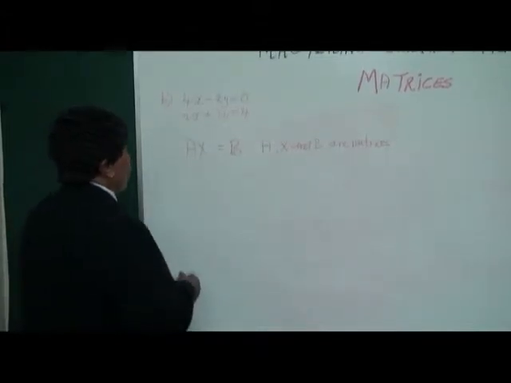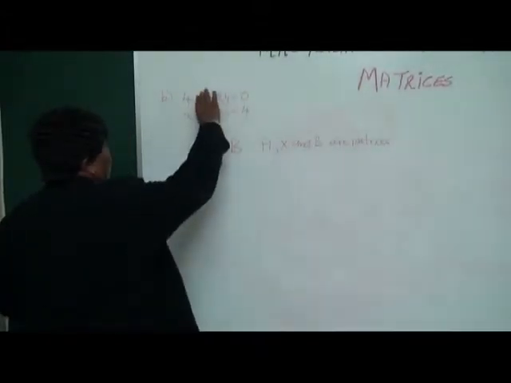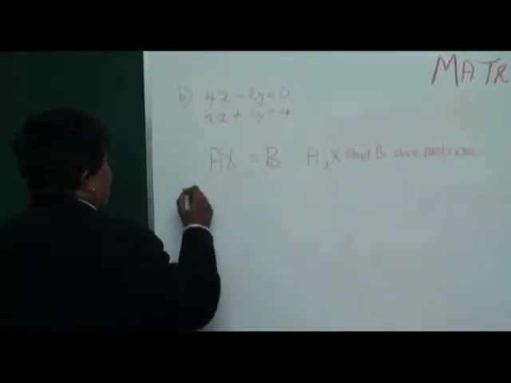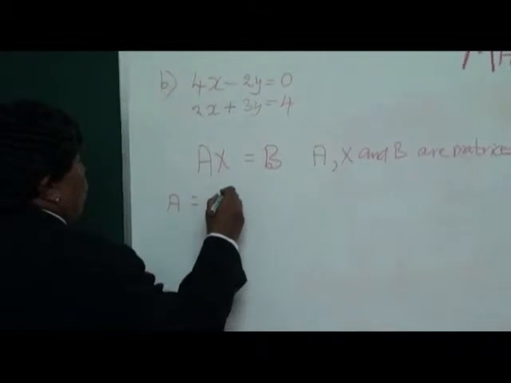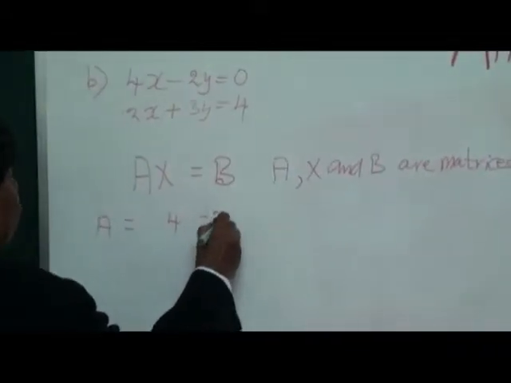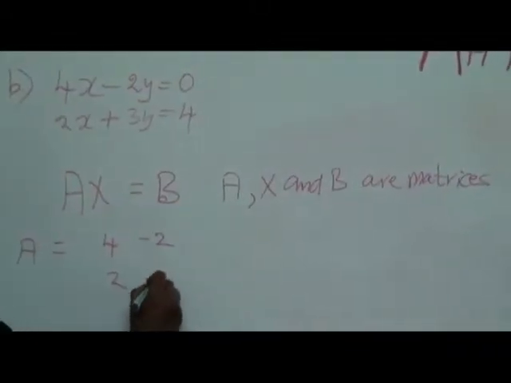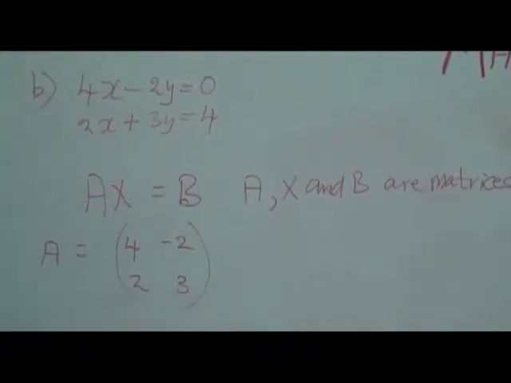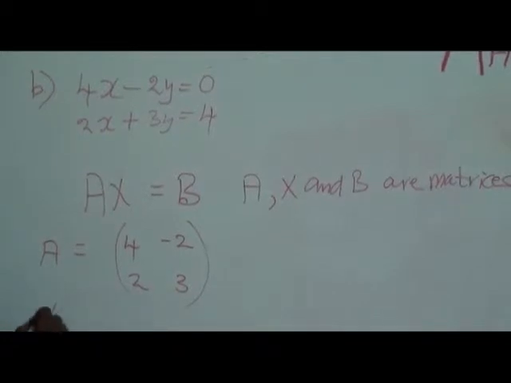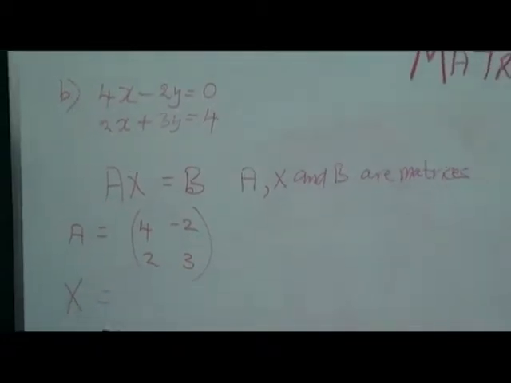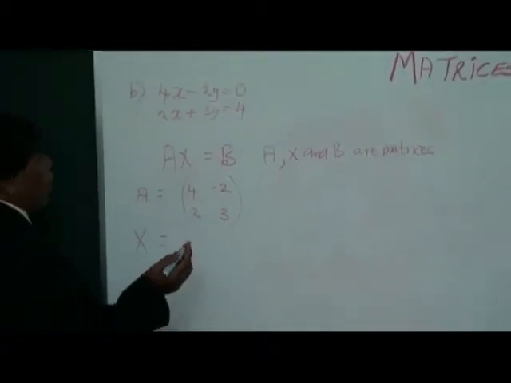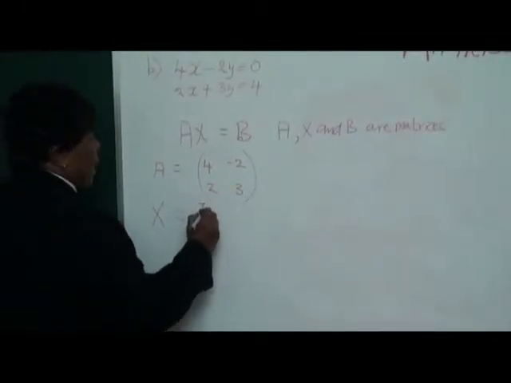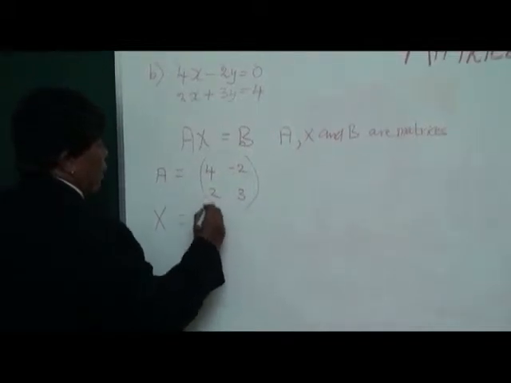So you remember, the first thing we said is as if somebody came, took out the x's, took out the y's, and so our A would be equal to 4, negative 2, 2, and 3. Okay, that's our first one. The second one, what did we say? The X would represent whatever the letters or the variables are, and it is written as a column matrix, and it is x and it is y.